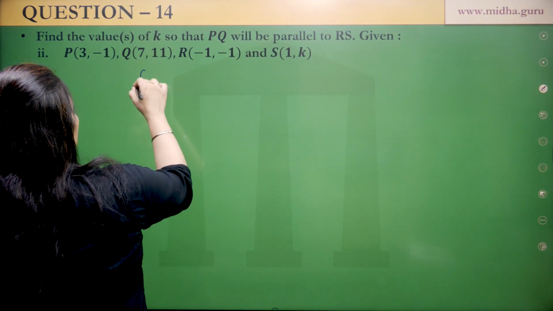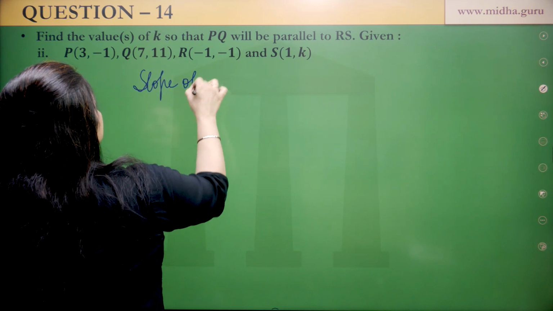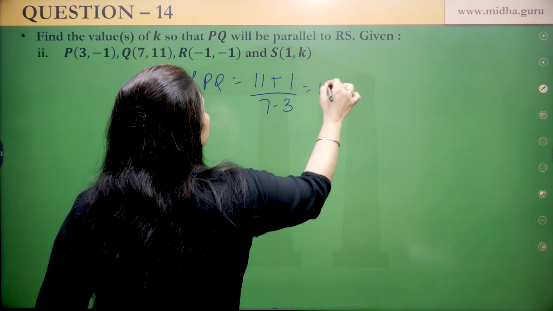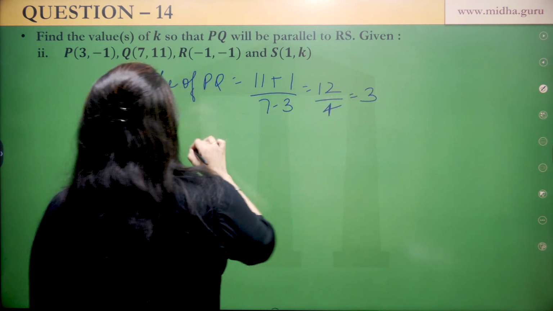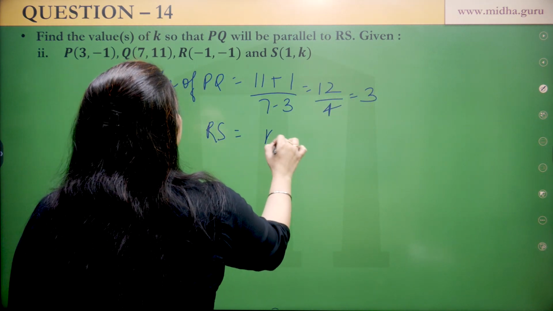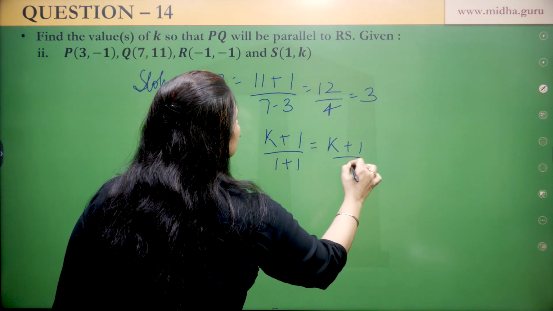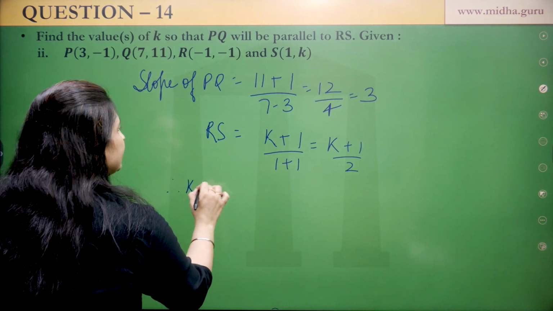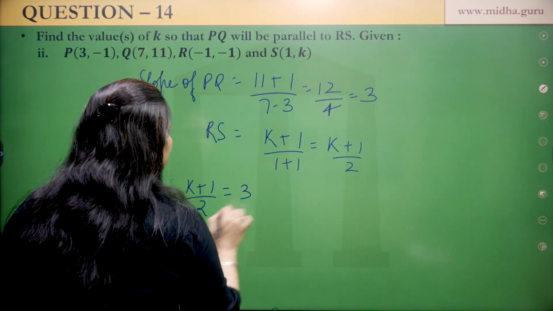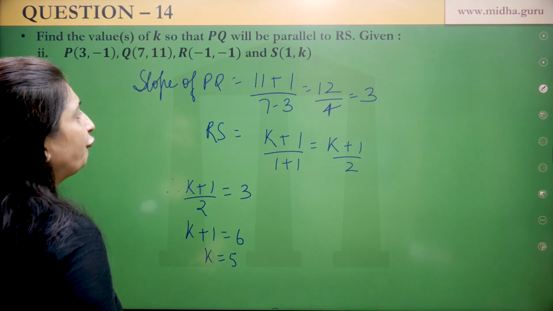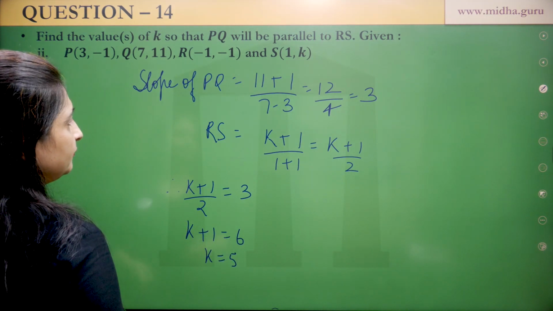It's the next part. What is the slope of PQ? 11 plus 1 by 7 minus 3, which is 12 by 4, which is 3. We'll find the slope of RS, which is K plus 1 by 1 plus 1, which is K plus 1 by 2. Again, the slopes are equal. So therefore, we'll write K plus 1 by 2 is equal to 3. So the value of K we are getting this time is 5. K is 5.